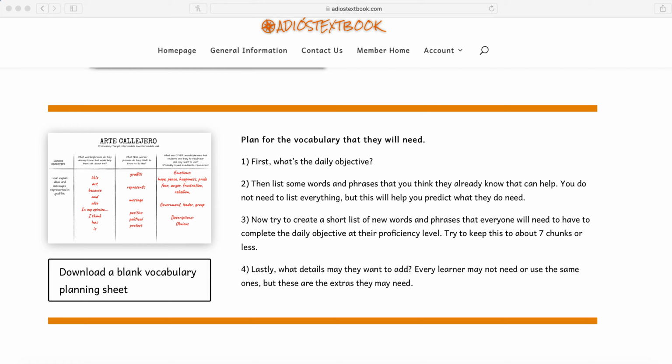So, the first thing is you may have noticed that in our Adios textbook we do not include vocabulary lists. And there are several reasons for this, and here are a few why. One, we found that our students were doing better when we did not give them a specific list they had to follow and memorize and know just those words. We found we were actually limiting them.